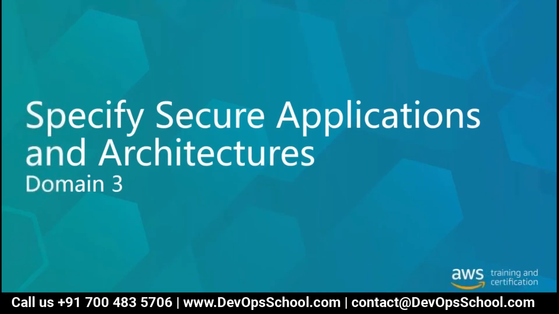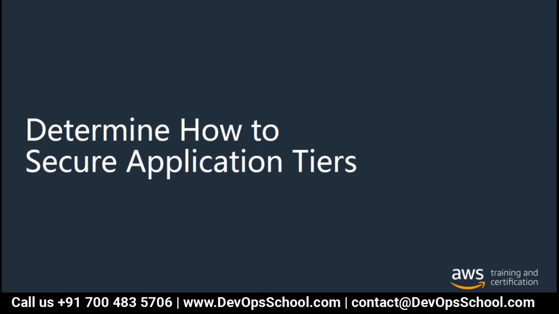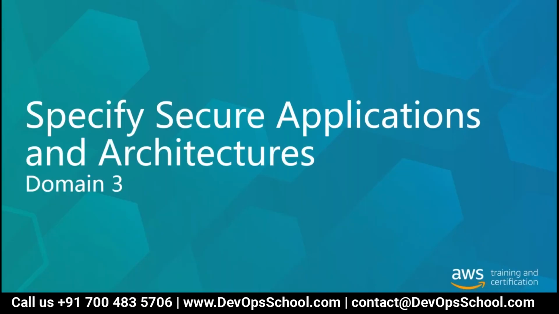So this module was about specifying secure applications and architecture. This was the objective. And in this module, we covered how to secure application tiers, how to secure data, and how to configure and manage networking infrastructure for a single VPC application. So these were the three objectives in this module. Any questions before we wind up this module and go for a break?